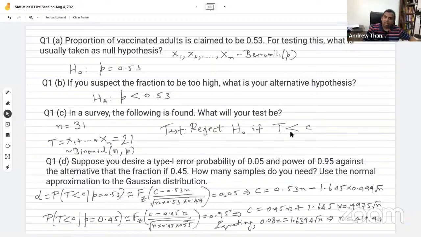I want my type 1 error probability to be 0.05, and from here you can solve for C. That's perfectly fine. If you solve for C, what will you get? I think what Harshita is saying is C ends up being 25.26, really? That high? I'm not sure it will end up being like that.